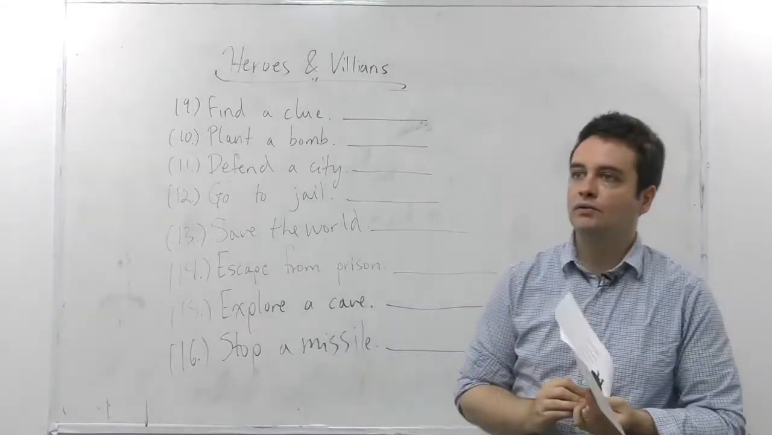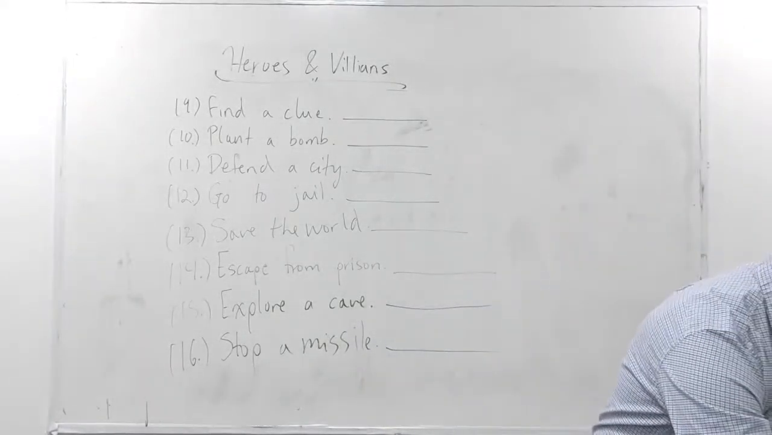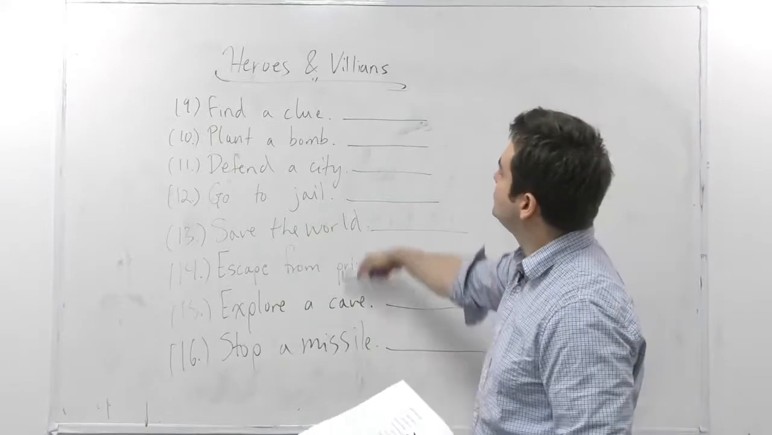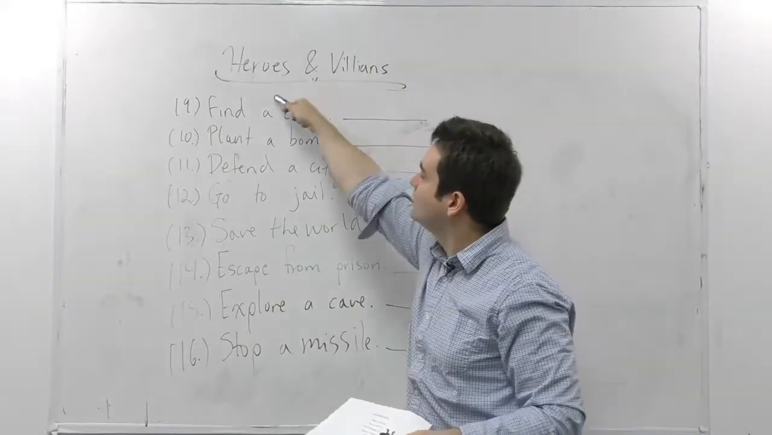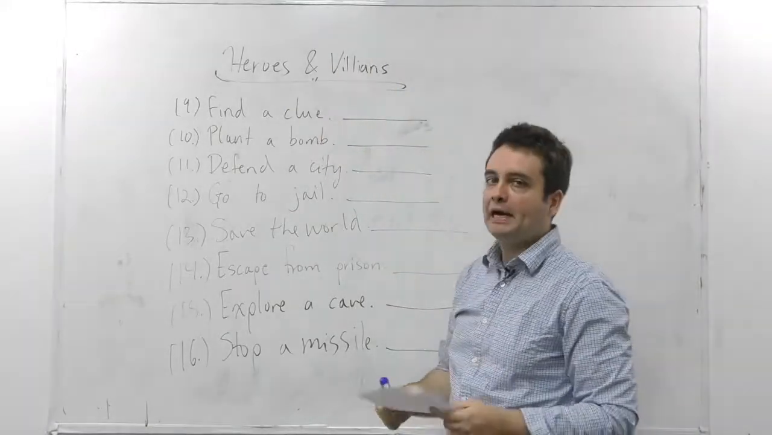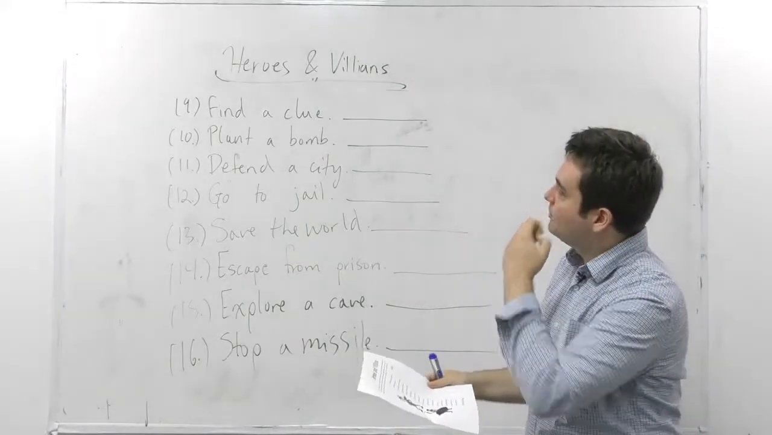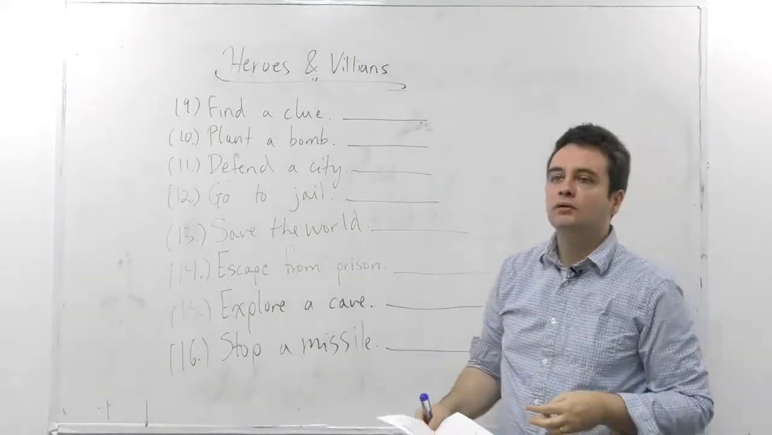Okie dokie, guys. So we've got all these other sentences here. We have to decide who does this. Is this a hero, or is it a villain? The bad guy or the good guy? Okay, so let's think about number 9, right? Find a clue.